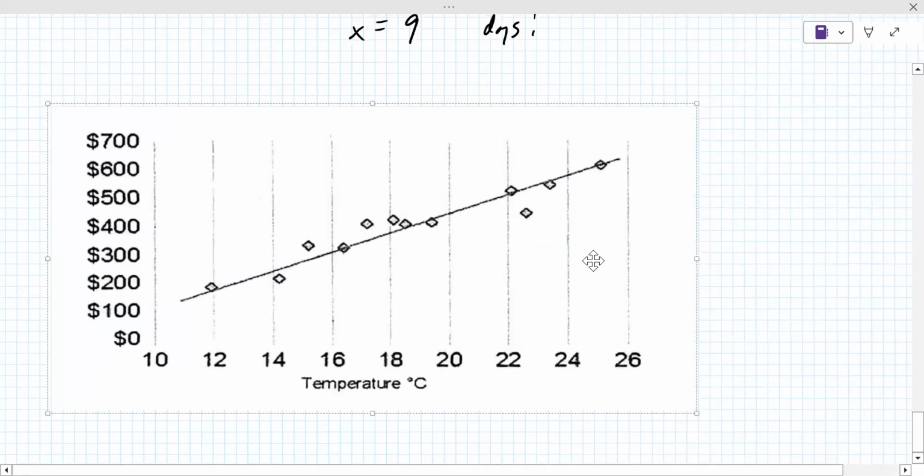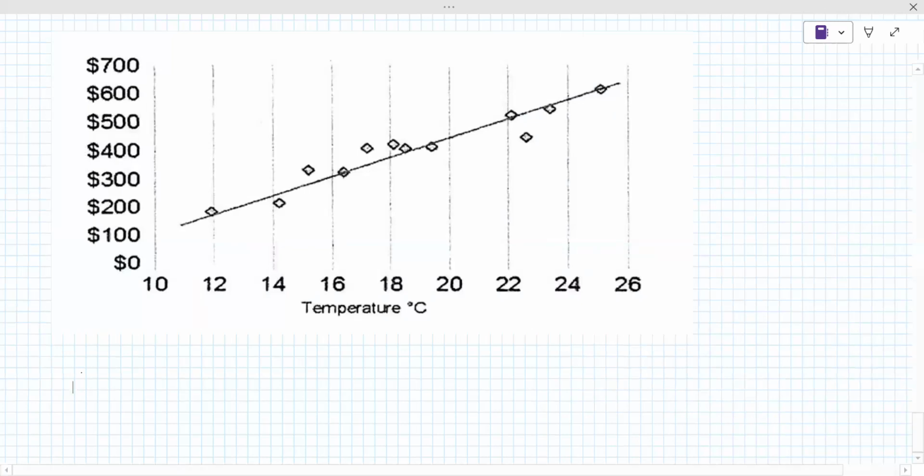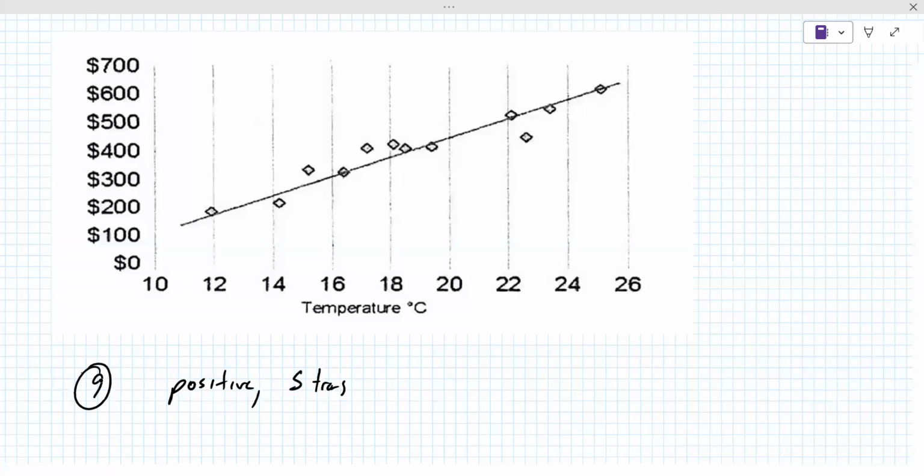So the first question asked you to determine whether there was a positive or a negative association. What do you say here? Is this a positive or a negative association? I would say it's a positive. Positive. And I followed up by asking whether it was strong or weak. Strong. Strong, yeah, I would agree.